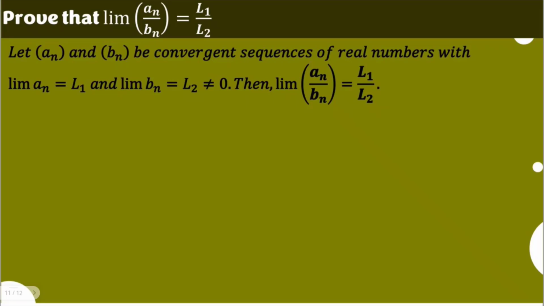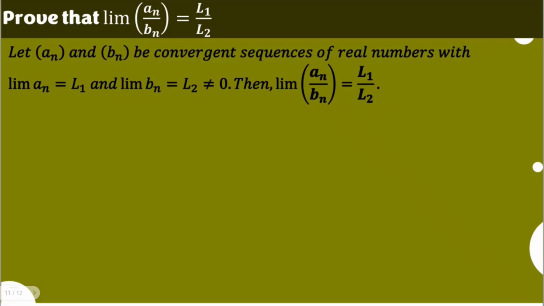We are to prove that the limit of the quotient of sequences a sub n and b sub n is equal to the quotient of their corresponding limits. We have L sub 1 and L sub 2, if L sub 1 is the limit of sequence a sub n and L sub 2 is the limit of the sequence b sub n.